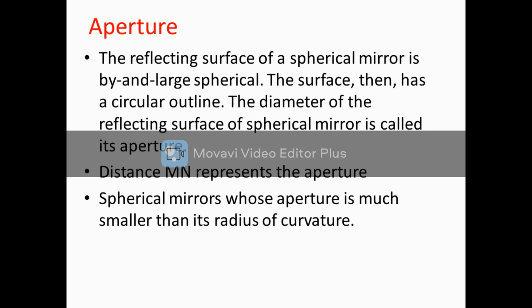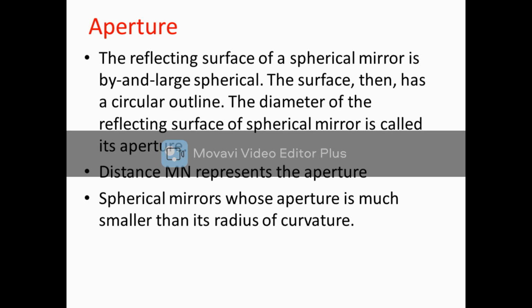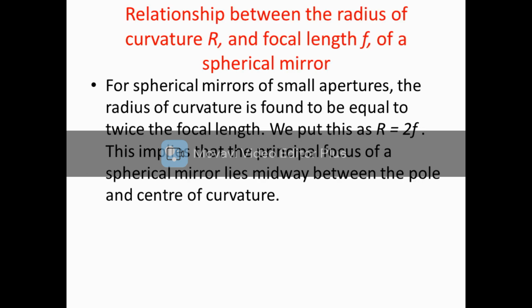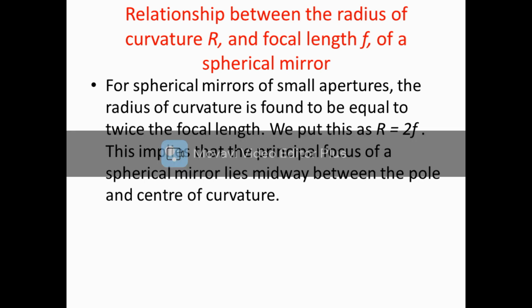The next important thing is aperture. Aperture is nothing but the diameter of the spherical mirror. You take one spherical mirror, the distance between M and N is called the aperture. Consider a spherical mirror whose aperture is much smaller than its radius of curvature. The relationship between the radius of curvature R and focal length F of the mirror is R equals 2F. This holds when the aperture is very small, and then the principal focus of a spherical mirror lies midway between the pole and the center of curvature.